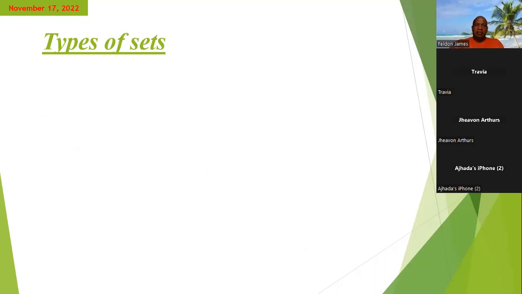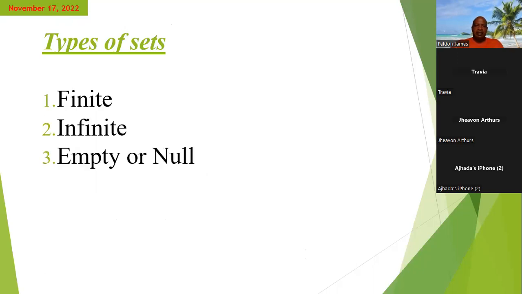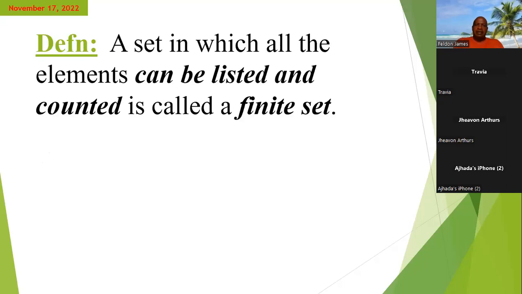All right, so we classify sets in 4 basic types. So the first one we talk about is finite sets. Then we talk about infinite sets, the empty set, or sometimes referred to as the null set. And then we have equal sets. All right, now starting with a finite set.